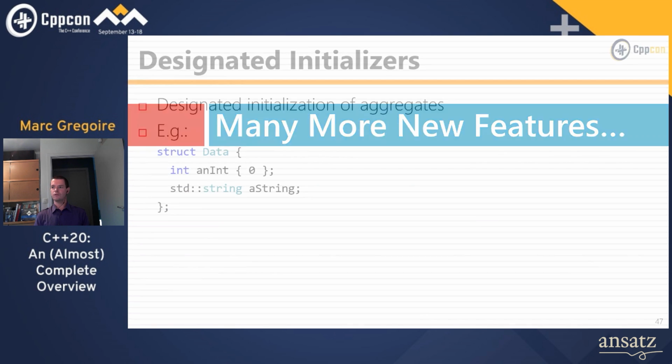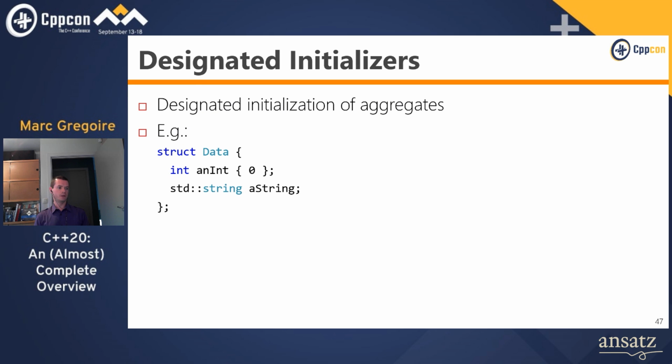And then there are lots of smaller changes. First one, we have so-called designated initialization for aggregates. So here I have a simple structure containing an integer and a string. And designated initialization means that you can initialize it based on the name of the member. So you write .aString = "hello". Anything that you don't initialize will keep its default values.